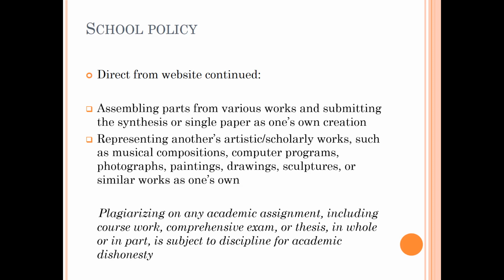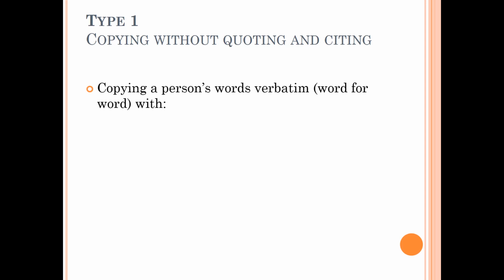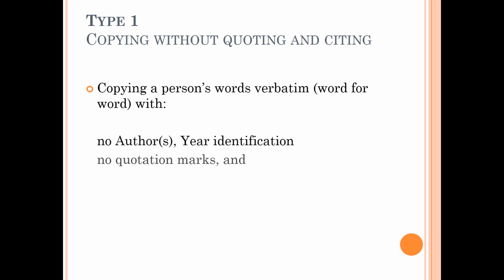So let's go over some examples now. I'm going to go over the top 4, maybe 5, I don't remember, types of plagiarism that are most common when it comes to student work. The first one involves copying without quoting and citing. So this is where you copy a person's words verbatim, which means word for word, with no authors or year identified, no quotation marks, and no page numbers. So these are the 3 items that you need when you are copying someone's words verbatim.